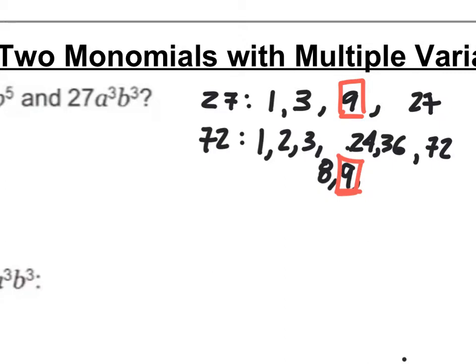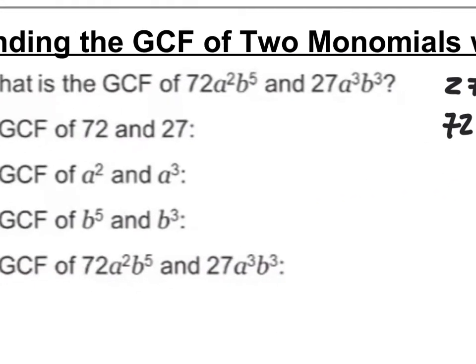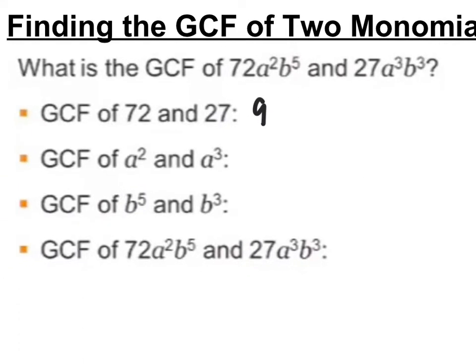So that's another way to do it. You could just write out the factors. And so I know that we've got a factor of 9. Now let's take a look at the greatest common factor of a squared and a cubed. And remember that we just use the smallest exponent. So my greatest common factor is going to be a squared. Down here, the greatest common factor between b to the fifth and b cubed, we're going to take the one with the smaller exponent. So that's just going to be b cubed.